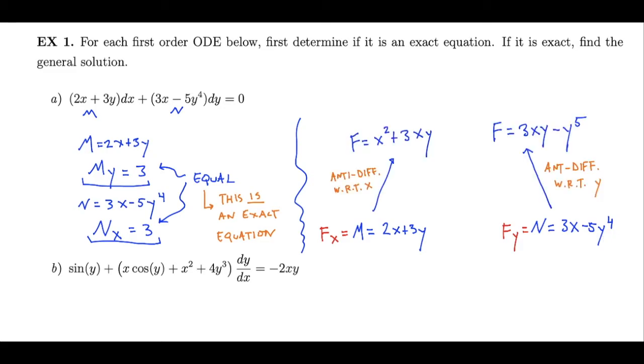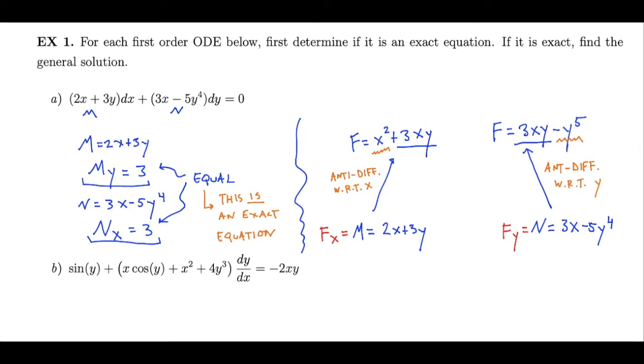Then I antidifferentiate each of those expressions with respect to the appropriate variable to generate two separate expressions for my capital F. As we saw in the previous example, the terms in these capital F expressions that are mixed, the terms that contain both x and y terms in them, agree between these two expressions. The terms that disagree are the terms that are exclusively made up of x's or exclusively made up of y's as appropriate.